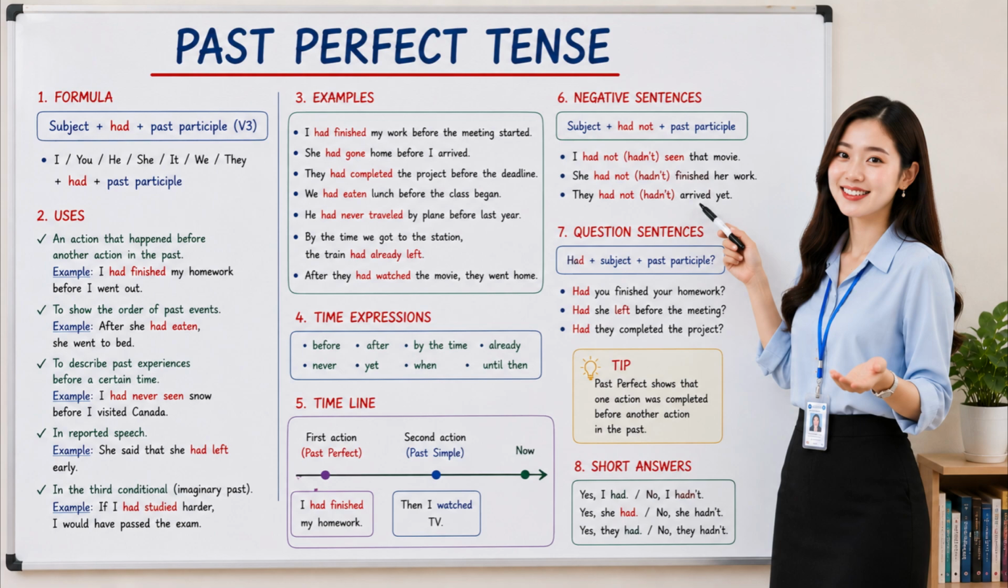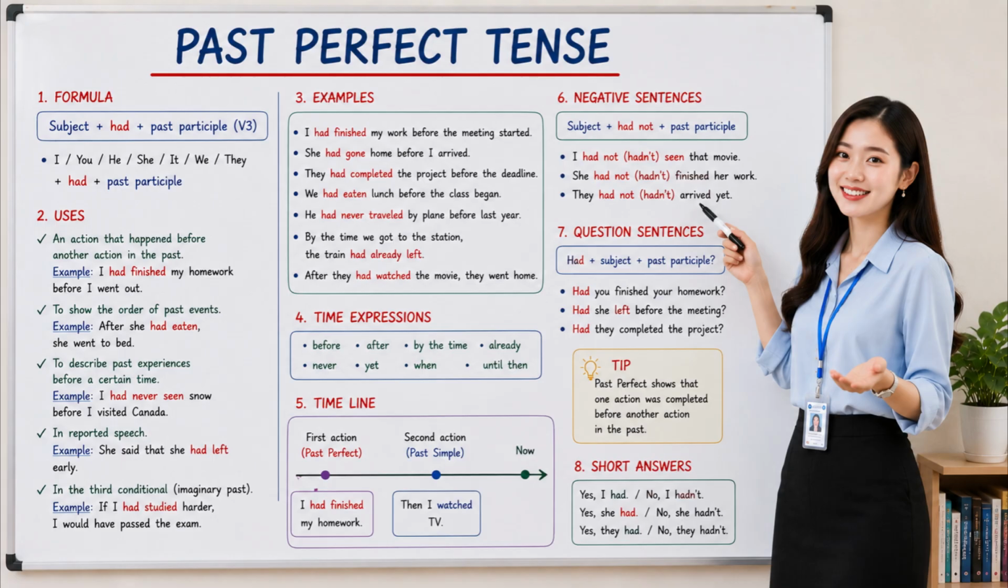3. To describe past experiences before a certain time. We use the past perfect to talk about experiences that happened before another point in the past. Examples. I had never seen snow before I visited Canada. She had never flown on an airplane before that trip. They had never tried sushi before they went to Japan. We had never met before the conference. He had never spoken English before joining the course.